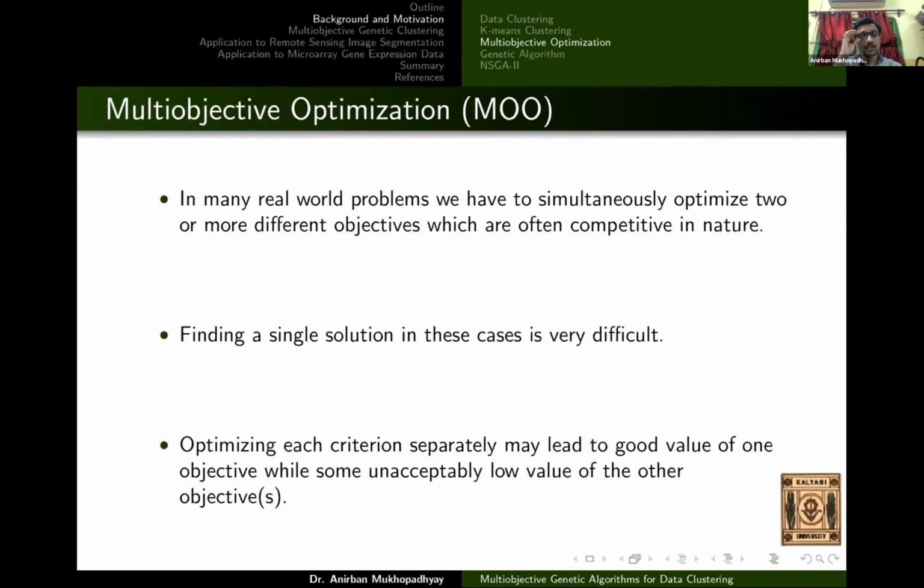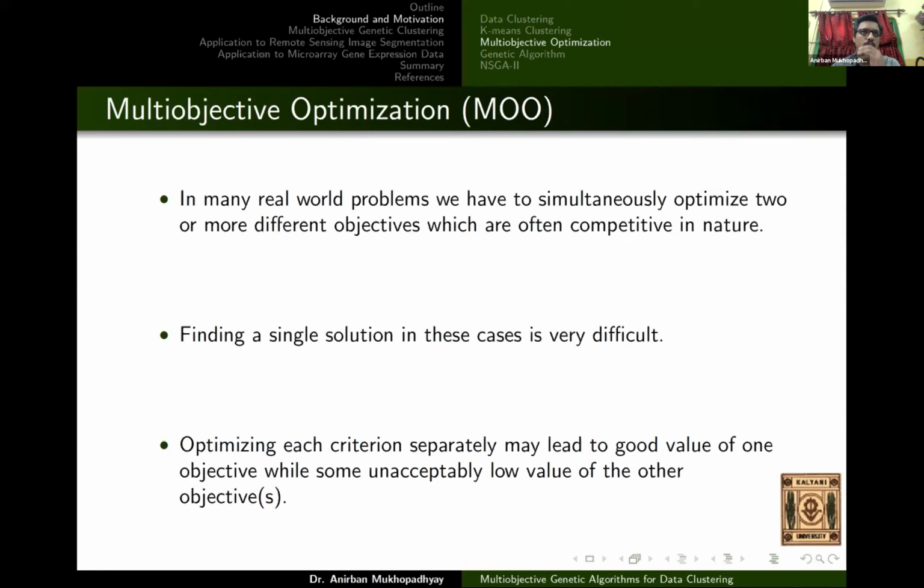So let me quickly go through some basic definitions of multi-objective optimization. Then I will discuss how we applied this to multi-objective clustering. In many real-world problems, we have to simultaneously optimize two or more objective functions, which are often competitive or contradictory in nature.